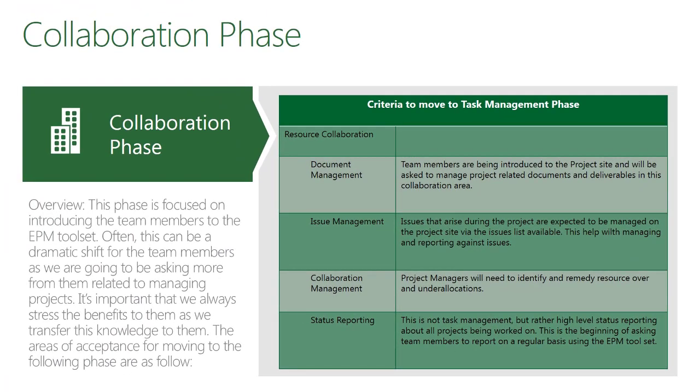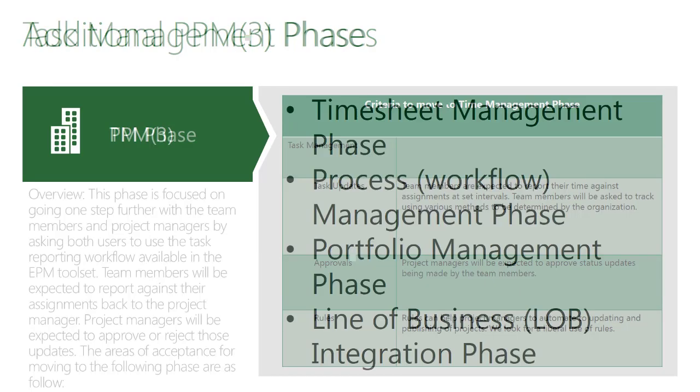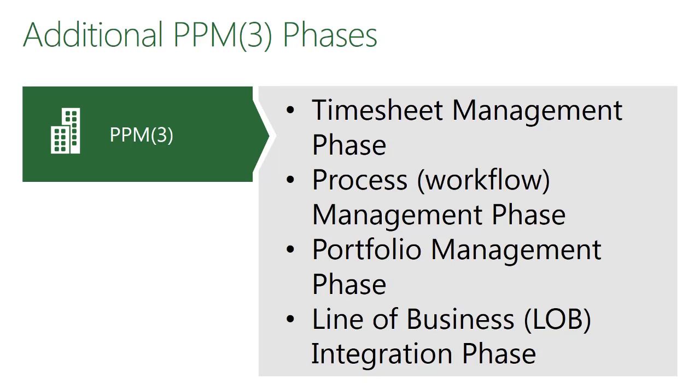From the collaboration phase, we look for task management. Here, we want to allow the team members to start tracking their updates. So project managers will be expected to publish now, get their assignments into the hands of their team members so that their team members can report progress. Now we're approving those updates and making sure that they go into the schedule. From here, we would move into time management, and then eventually into workflow or process management, portfolio management, and then eventually a line of business integration.